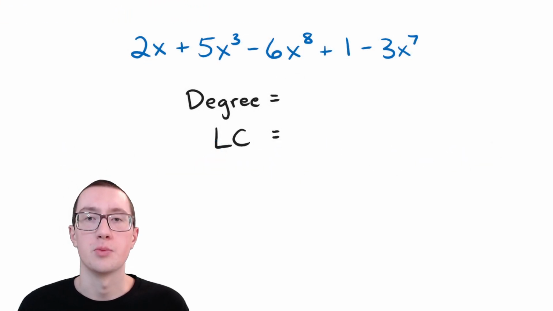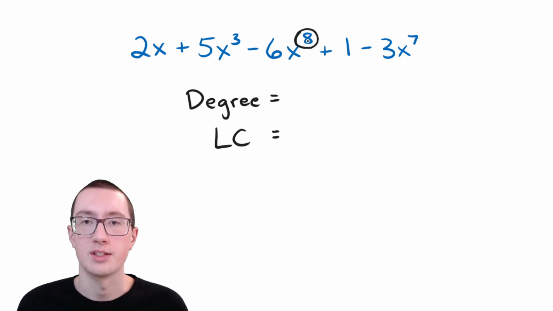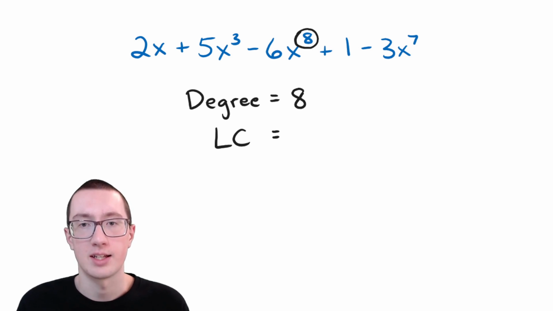Same thing, degree is the biggest exponent, and it looks like the biggest exponent is right here. This is an 8, and there's nothing else bigger than 8 for exponents, so the degree is 8. And now what about the leading coefficient? Well, that's just the number that's in front of the biggest exponent.